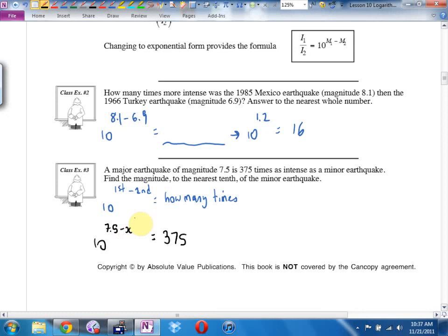Exponent. You know what I'm going to have to do to both sides? Take the log. This is why we do it in this unit. Now we can actually solve this. We're going to take the log of both sides. We're going to get the log of 10 to the 7.5 minus x equals the log of 375.